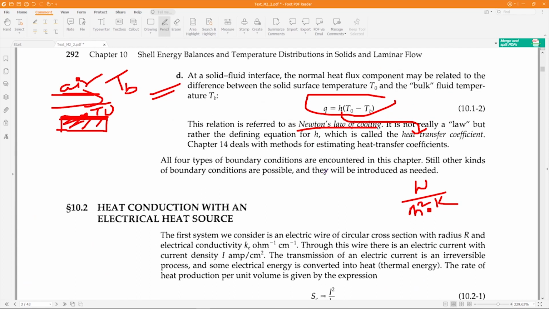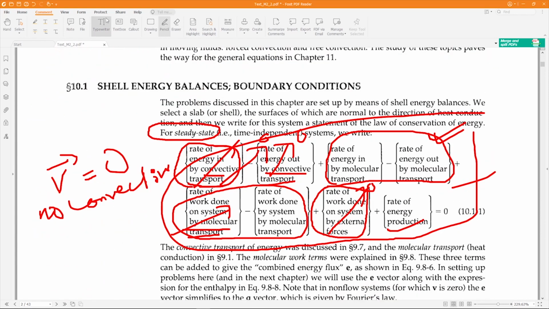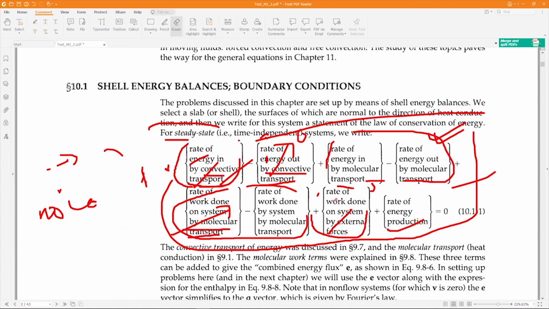So you can follow this shell balance equation for energy. In the problem, as I told you, there is no fluid motion, v is zero, so we will not have this convective part. This convective part will be zero. Only this will be there because current is flowing. There will be molecules or atoms in motion, so that will transfer the heat, right? So only through molecular motion.